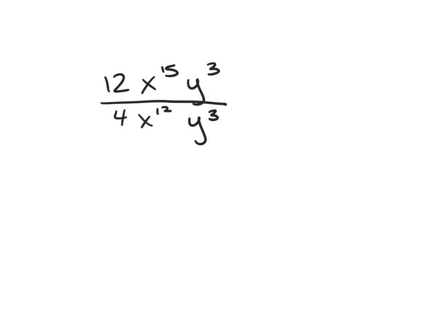All right, here again, we're going to look at exponents. And again, I'm going to highlight the ones that have the same base just so that there's no confusion. All right, so x to the power of 15 over x to the power of 12 is x to the power of 3. y to the power of 3 over y to the power of 3: 3 minus 3 is 0. Or you can think that these just cancel out. So the y is completely canceled out.